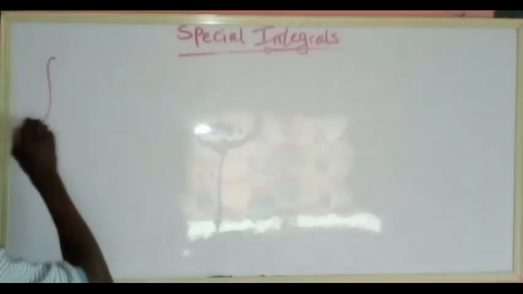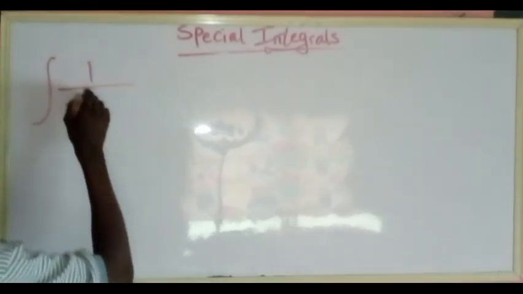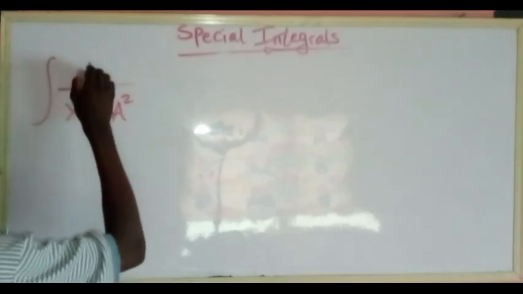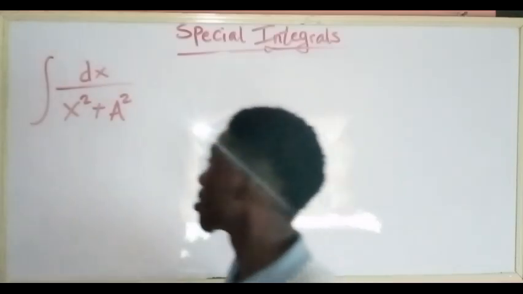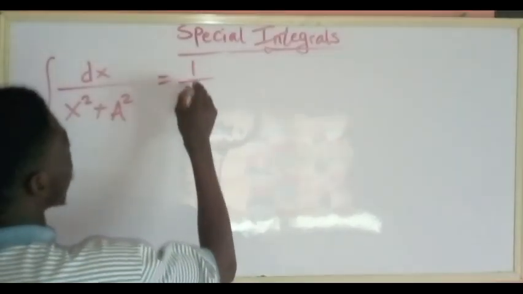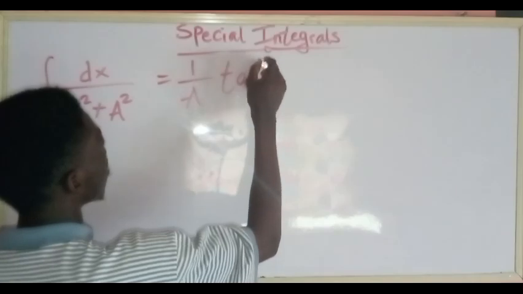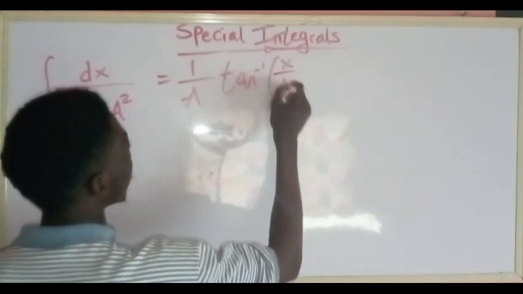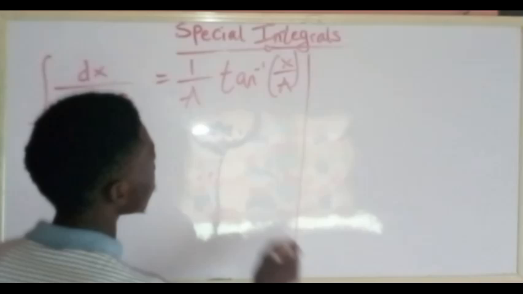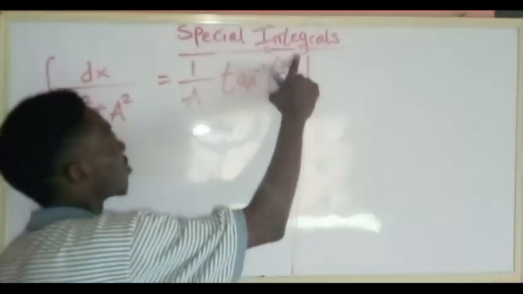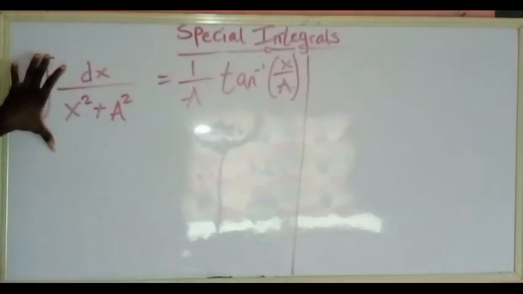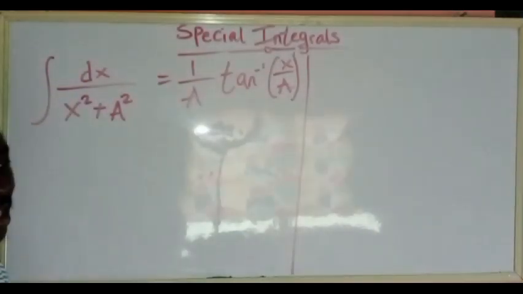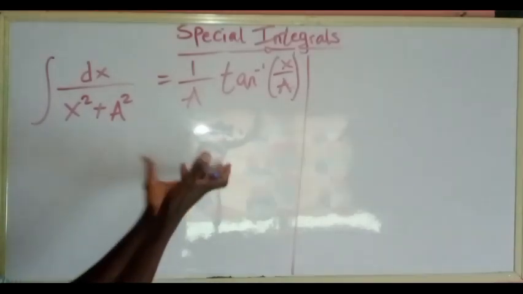The integral of this form has a special answer, and the answer is equal to 1 over a tan inverse of x over a. The integral of this is always equal to this. That is the way it is solved. But how do we get to this?